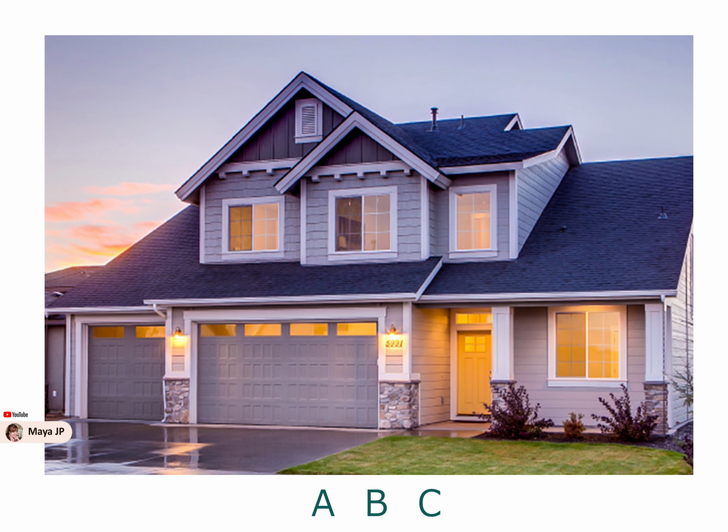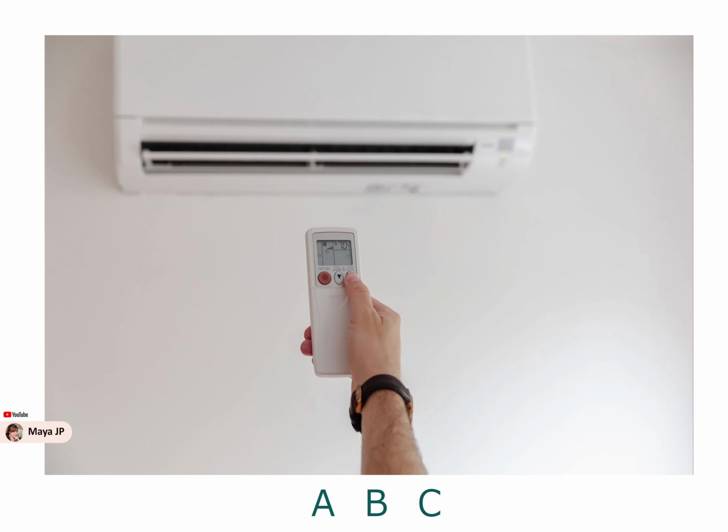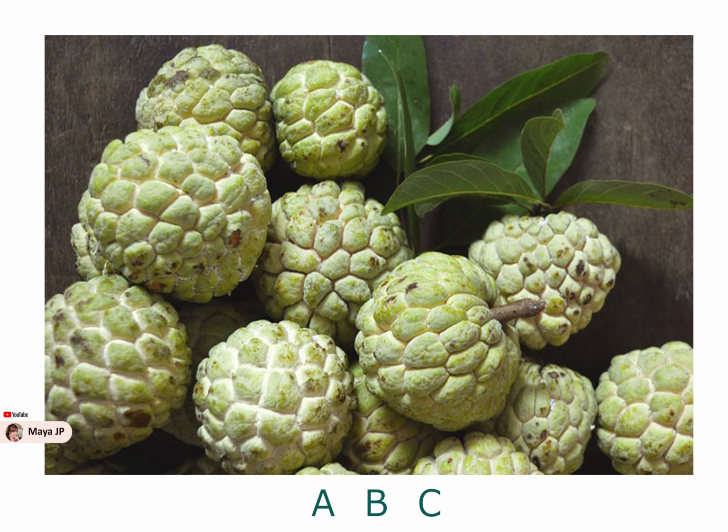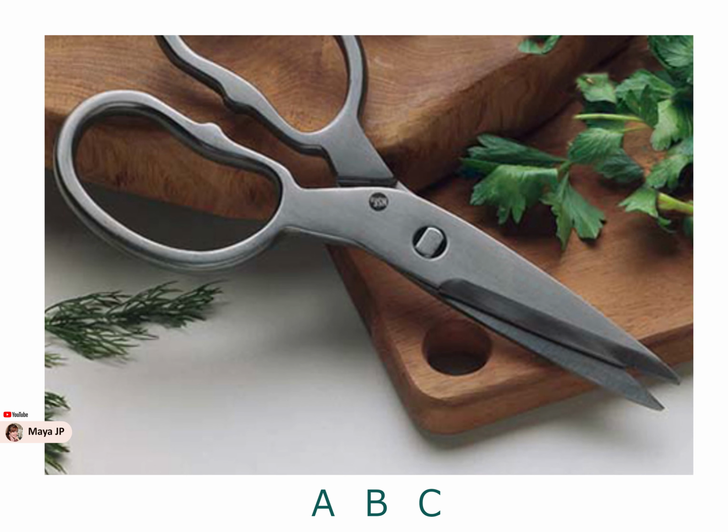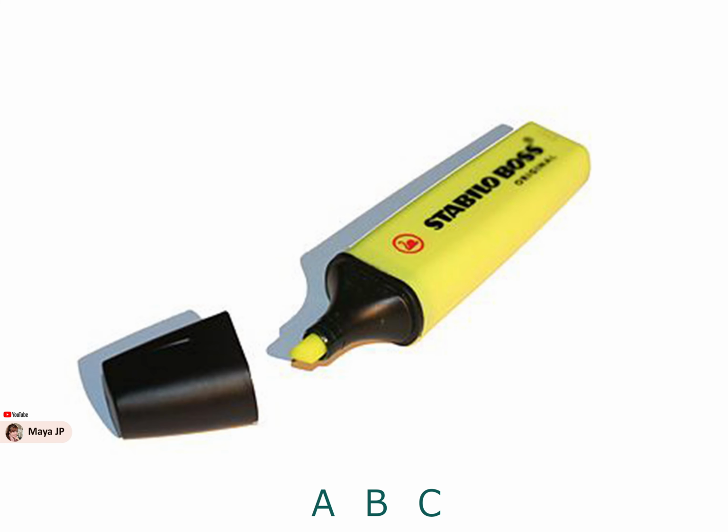Number six, A, a house, B, a garden, C, a toilet. Number seven, A, a computer, B, an air conditioner, C, a fan. Number eight, A, pineapple, B, apple, C, custard apple. Number nine, A, a string, B, an axe, C, a pair of scissors. Number 10, A, a highlighter, B, a notebook, C, a magazine.